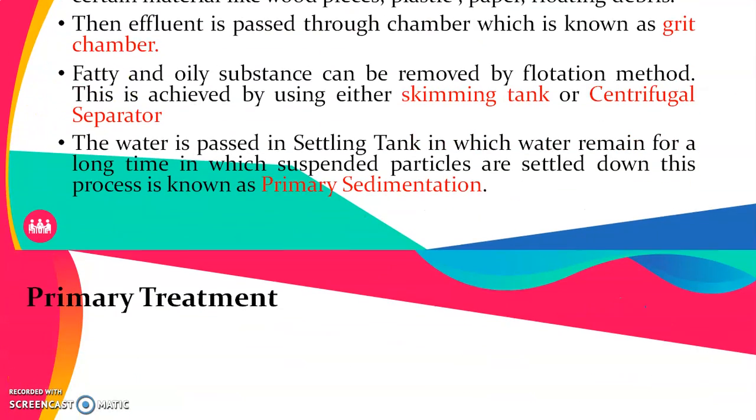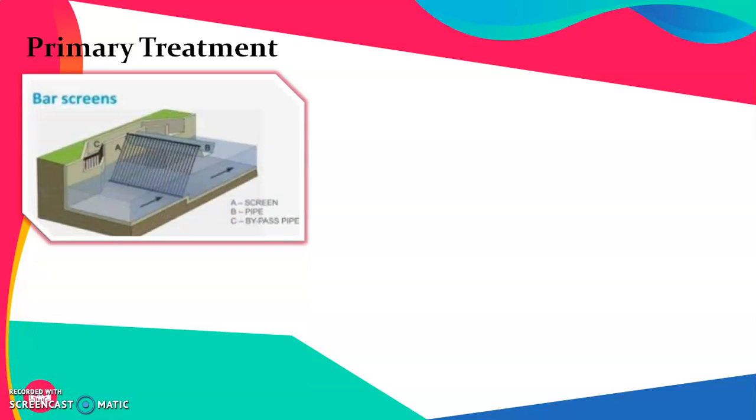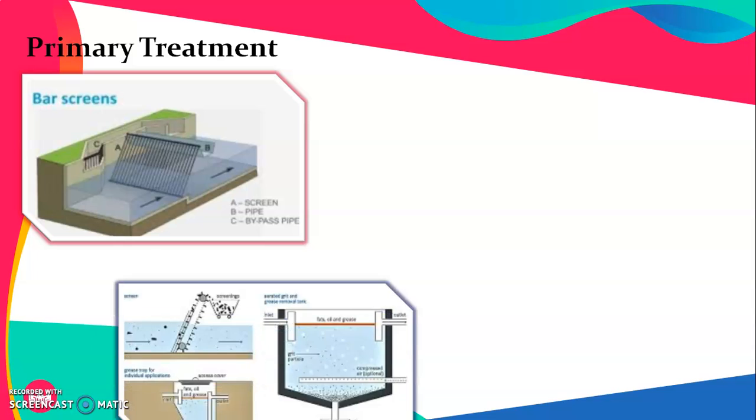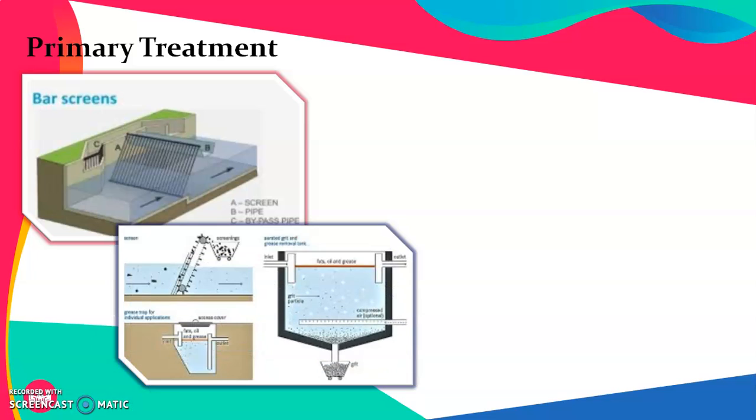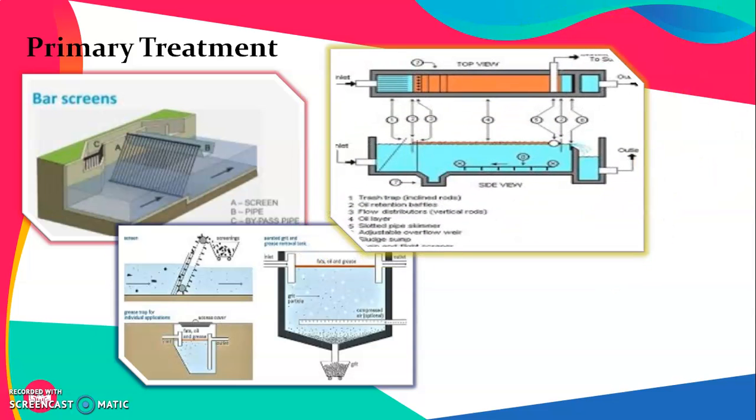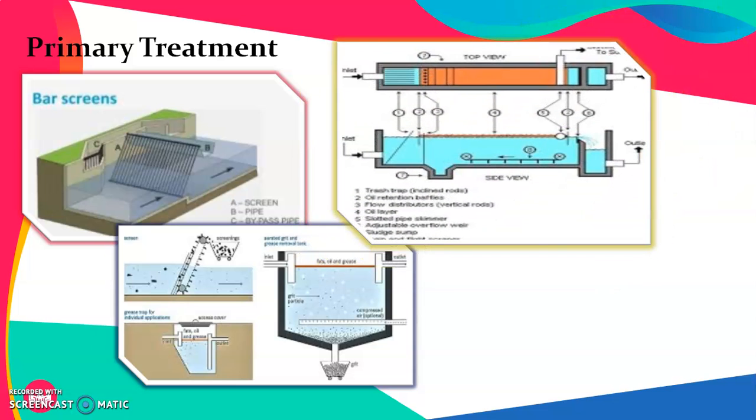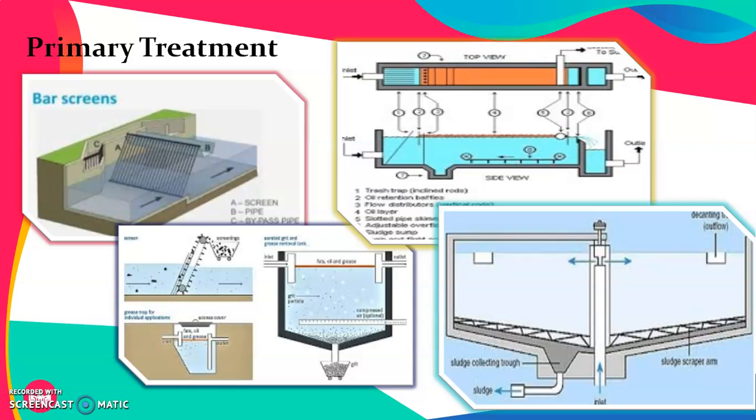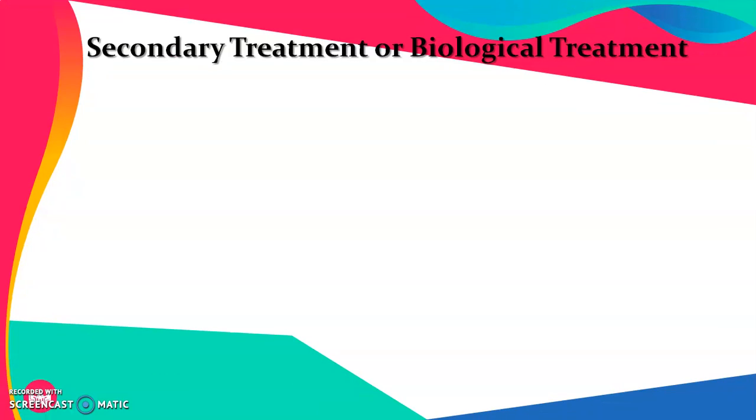The primary treatment units we have discussed are bar screens, as shown in the figure. These screens can be of three types, either very fine, moderate, or with large openings, followed by a grit chamber, then a skimming tank, and at last the sedimentation tank. So these are the figures of such treatments.